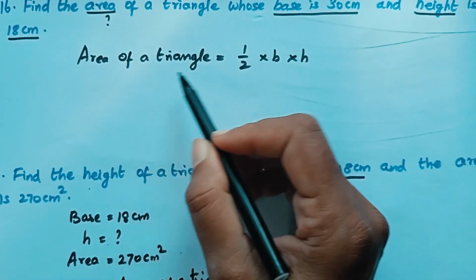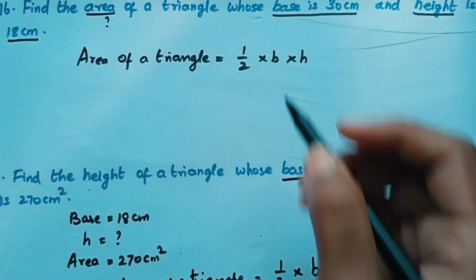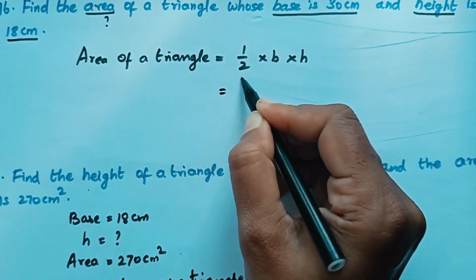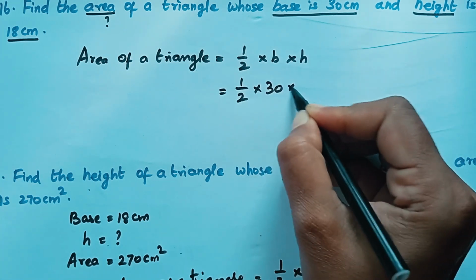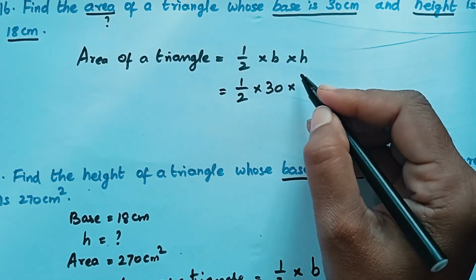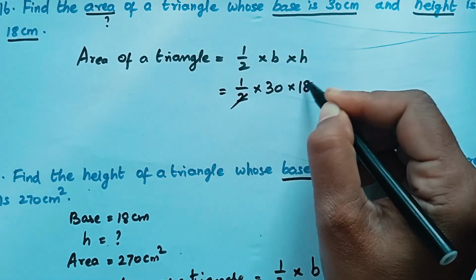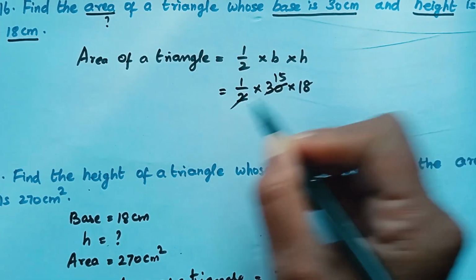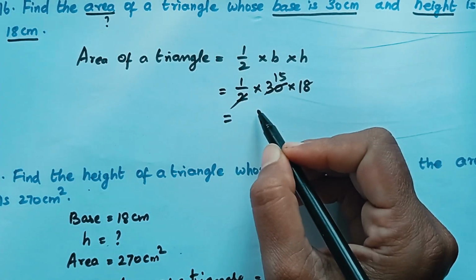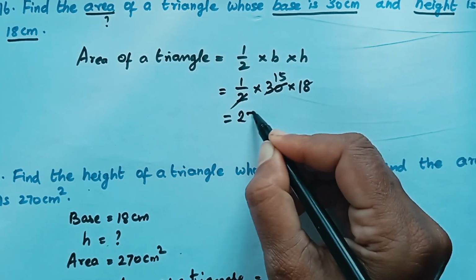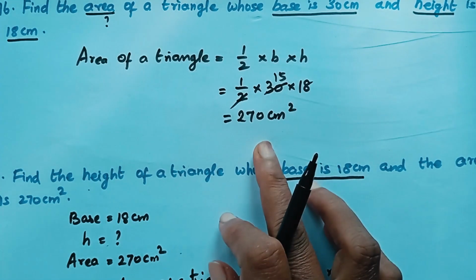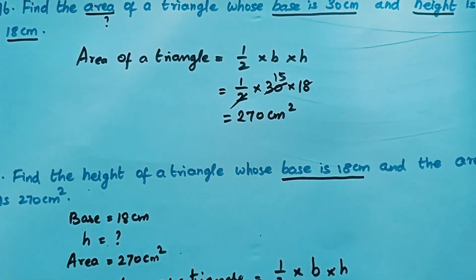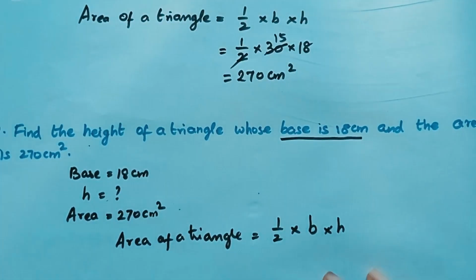The formula for area of triangle is half into base into height. So substitute and find out the answer. Half into base is 30 into height is 18. So cancel out 2 into 15, right? So now 15 into 18 will give 270 centimeter square. This is the answer for the above question. Now we will move on to the next question.